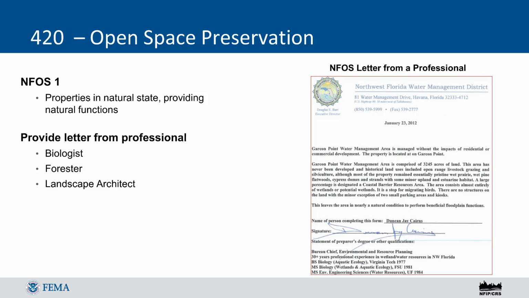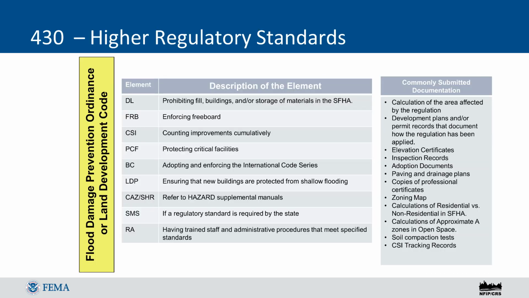Activity 430 is your higher standards for floodplain development. For this, please send in a copy of your ordinance and note where the creditable elements are. For example, you'll want to show where you're requiring freeboard, or if you're tracking cumulative substantial improvement, show us where that's at in the ordinance. You'll also have to provide permit records to show you enforce each provision.